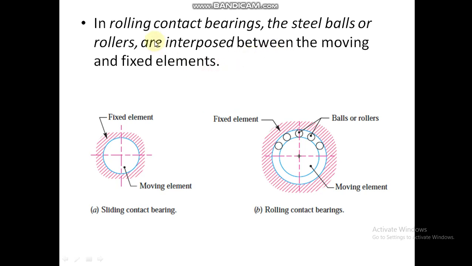Actually, the rolling contact bearings are also called anti-friction bearings because the friction that occurs in the sliding contact bearings is reduced to a very large extent with the help of balls that we use between the fixed element and the moving element. So these are called roller bearings. That is, sliding friction is converted into rolling friction.